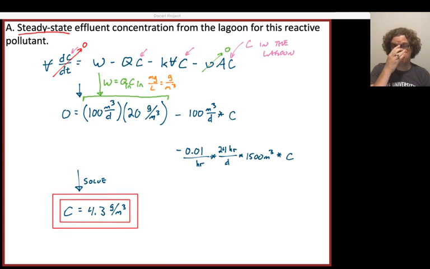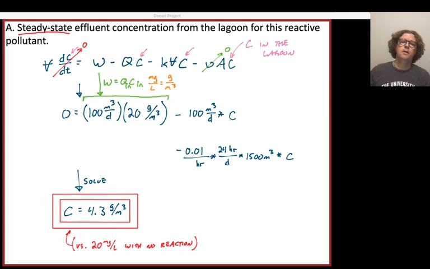And if we go ahead and solve this problem, we find an effluent concentration of 4.3 grams per cubic meter. Just as a reminder, that's in comparison to 20 milligrams per liter if there was no reaction present. So that first order rate coefficient is having a substantial impact on what leaves our lagoon.